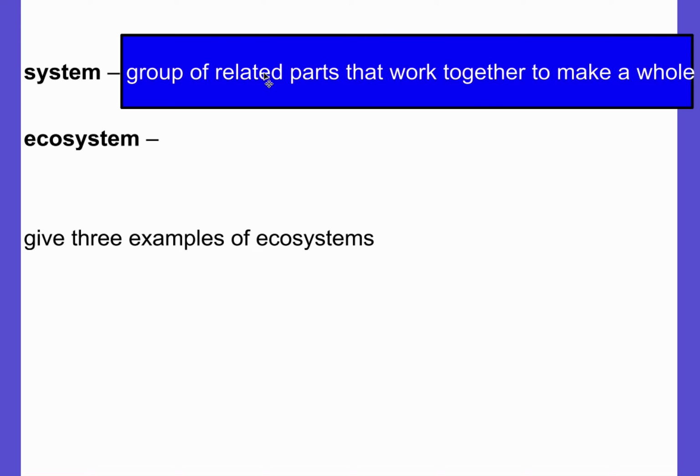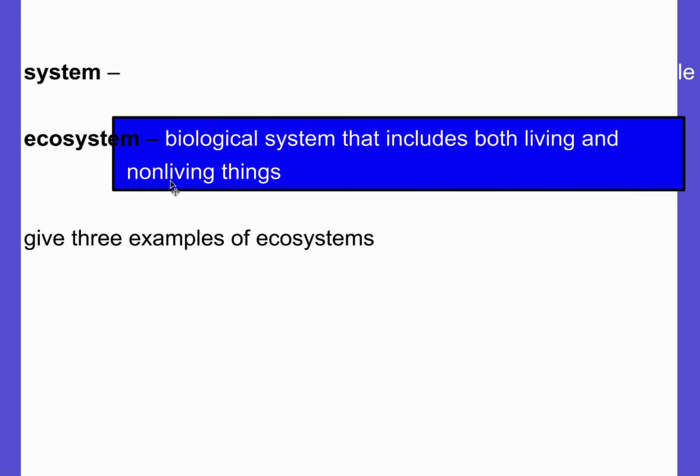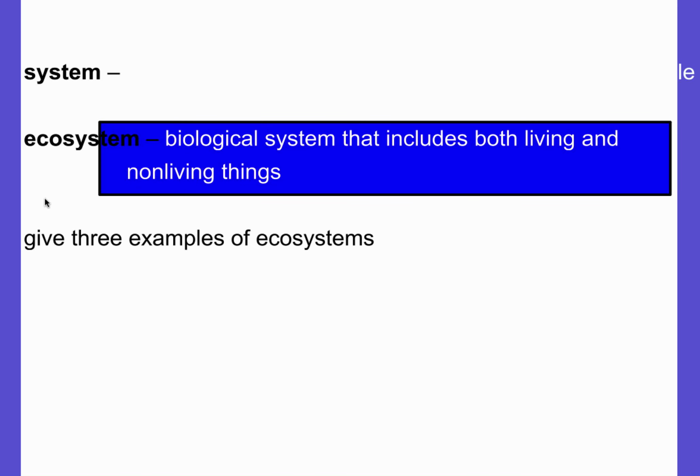So your first definition here, a system is a group of related parts that work together to make a whole. So there's lots of different kinds of systems in biology and out of biology, because it could be anything from a car engine to our school, and how everybody has their job and their role, and together we all work together to function. But in biology, we're going to be talking about things like ecosystems, biological systems that include both living and non-living things. So it's a lot more like that school example than like the engine with all its moving parts, right? So biological system that includes both living and non-living things.